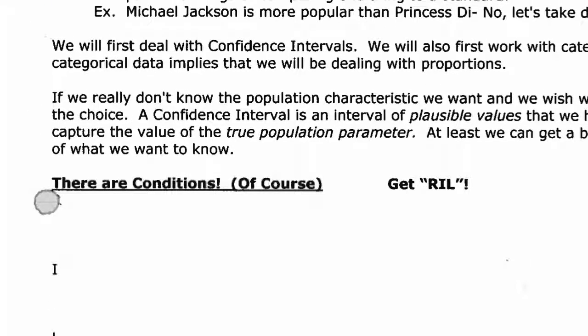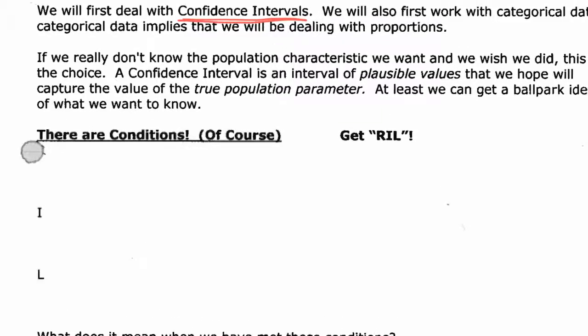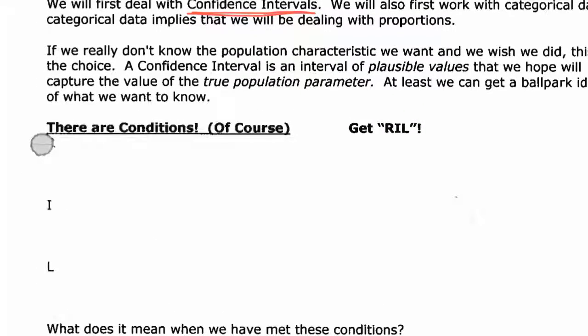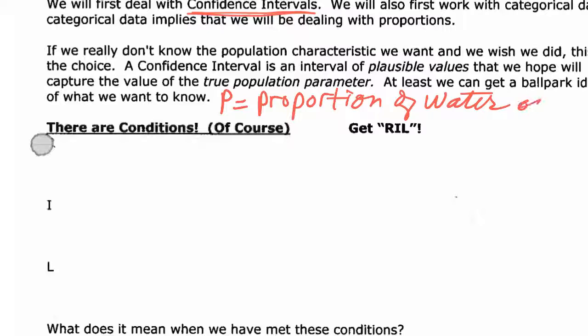Now, we're first going to deal with confidence intervals, and we're going to attempt to predict or estimate the proportion of water on these little toy globes that I have, like little beach balls. It's a beach ball that I blew up of the world. And so we're going to estimate the proportion of water on the globe. So let's actually define that parameter. P equals the proportion of water on our toy globe that we're going to be dealing with.